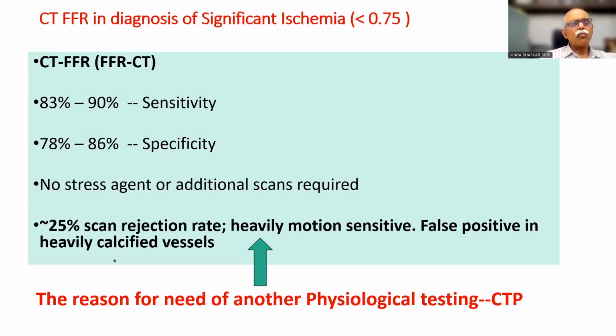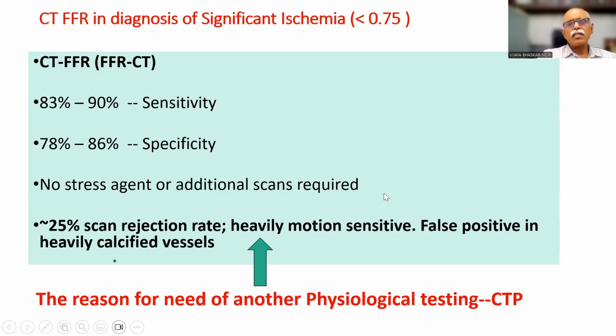Now, there is one more interesting and very accurate modality known as CTFFR. CTFFR is also very useful as physiological testing to pick up hemodynamically significant ischemia when it is less than 0.75. Sensitivity is 90%, specificity is about 86%, and no stressor agent or additional scans are required.